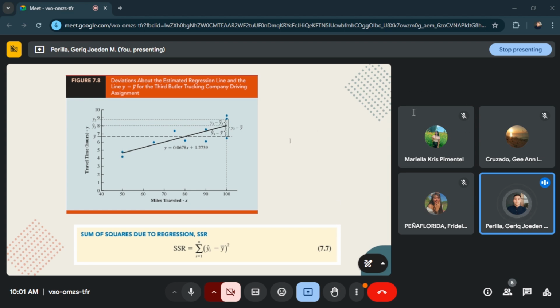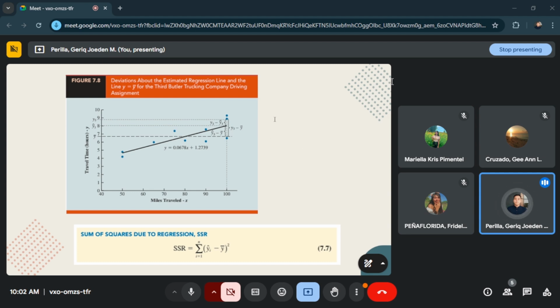So, next naman po ay yung SSR o yung sum of squares due to regression. So, ito po ay isang mahalagang bahagi ng pagsusuri ng linear regression na nagbibigay diin sa kung paano ang isang model ay naglalarawan ng variability ng data. Ang SSR ay sumusukat sa bahagi ng variability ng dependent variable, for example po, yung travel time na ipapaliwanag ng regression model. So, in simple terms, it shows how well the model predicts values based on the independent variable o yung miles traveled natin. So, ang formula po nito ay yung nasa baba.